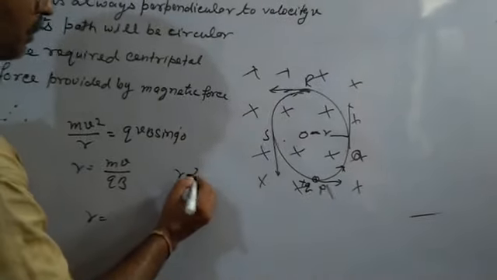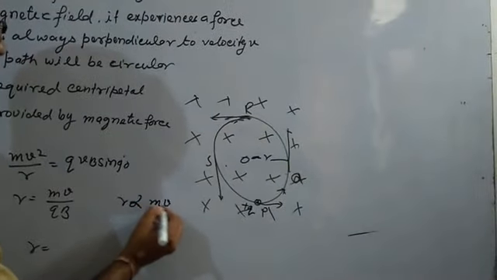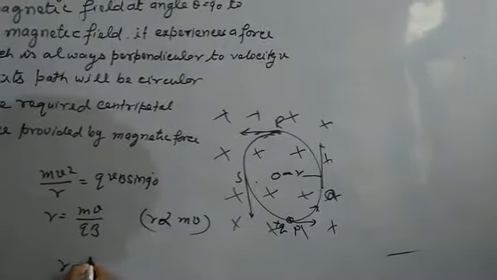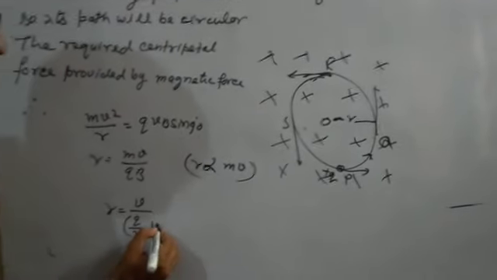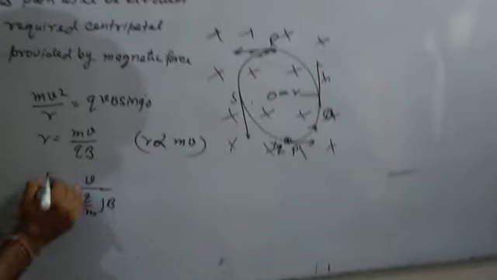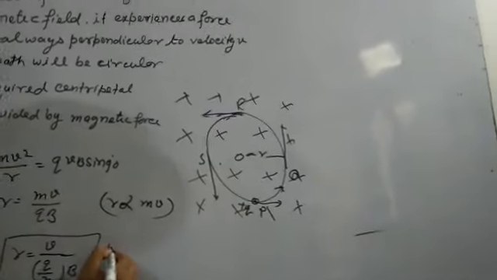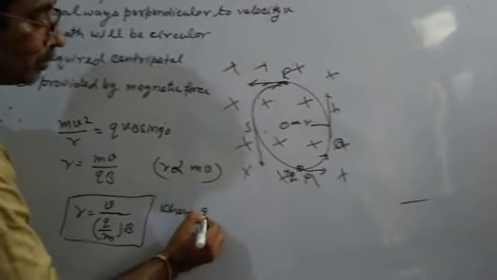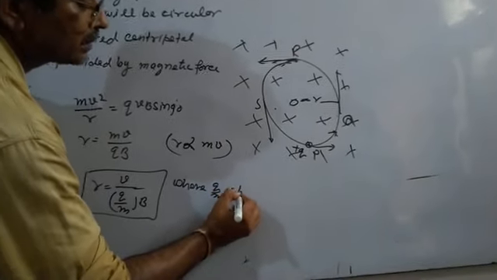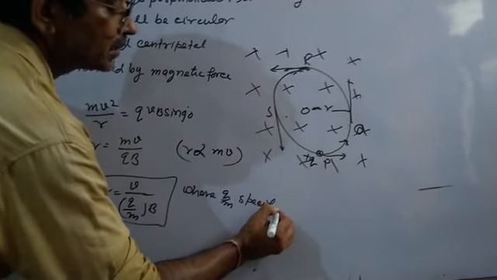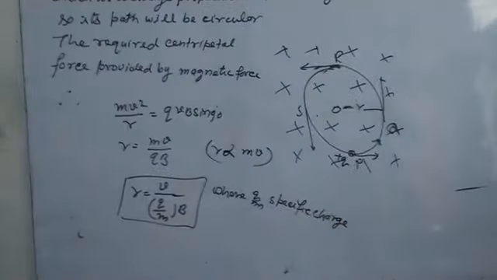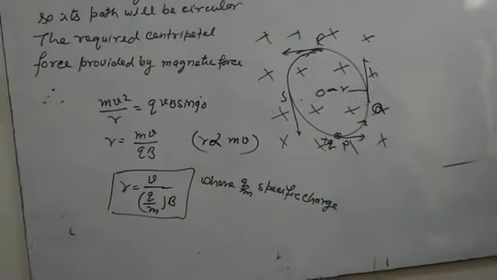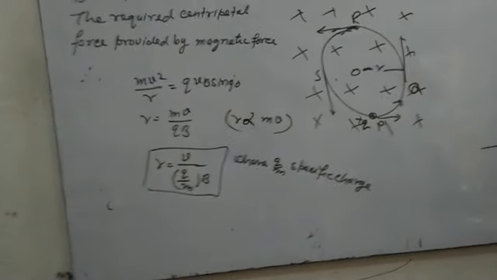r is directly proportional to m v, and r equal to v upon (q by m) into B, where q by m is the charge per unit mass, known as specific charge.